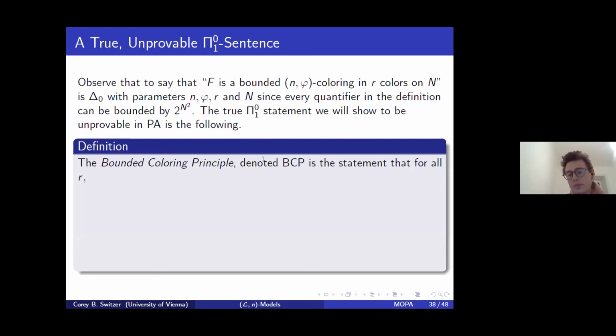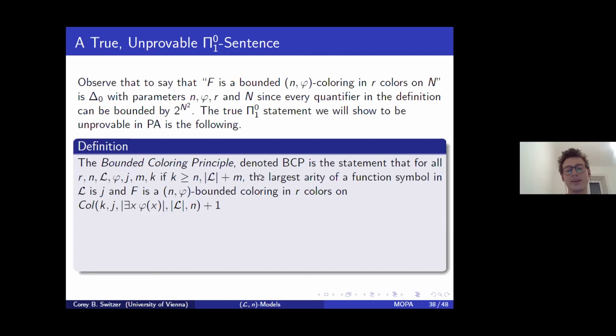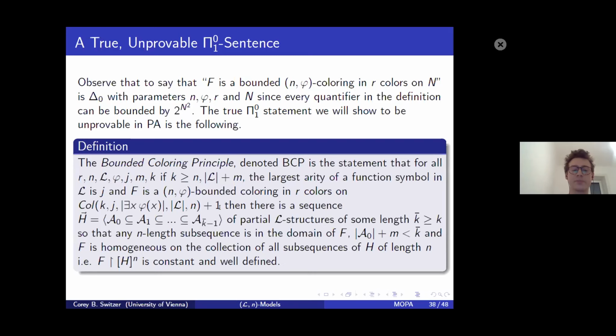So BCP, the bounded coloring principle, says that for all R, N, L, V, J, M, and K, if I have an N phi bounded coloring in R colors on this bound that I get from the Ln model lemma, this primitive recursive bound, applying my parameters here, then I can find a homogeneous sequence of structures of some length k bar, at least k, so that F is homogeneous on any n-tuple of these structures, and the length of the sequence is more than A0 plus any extra little bit that I need.